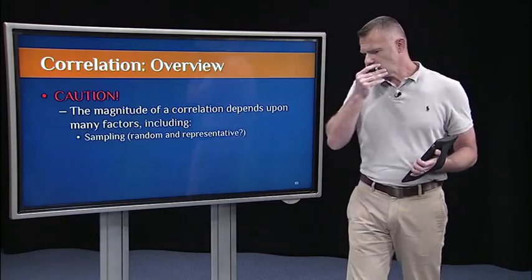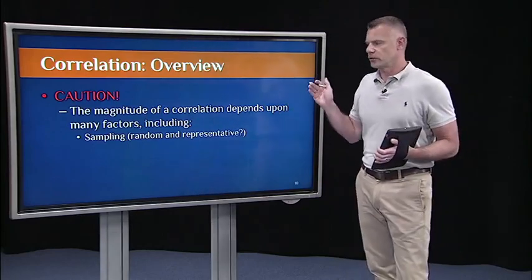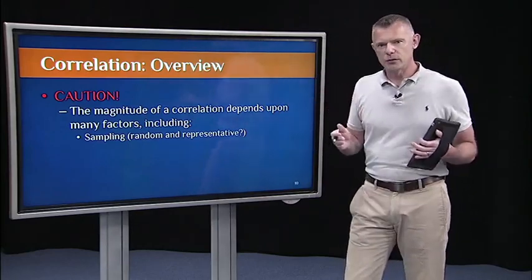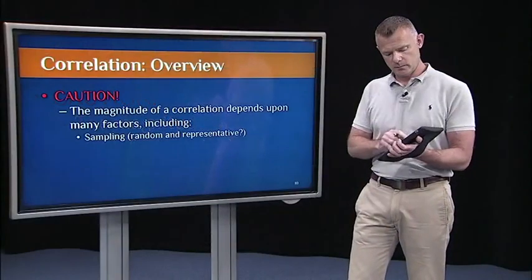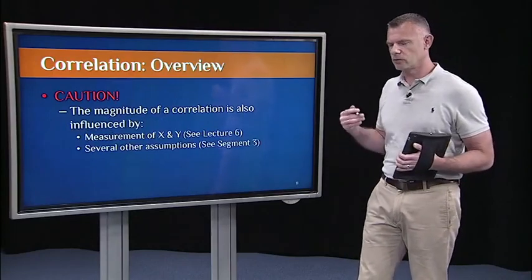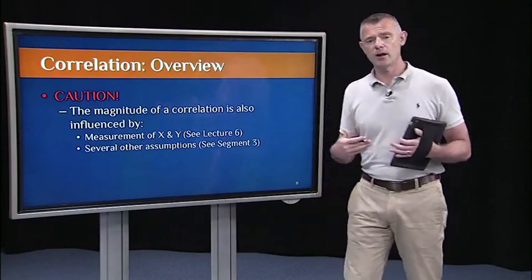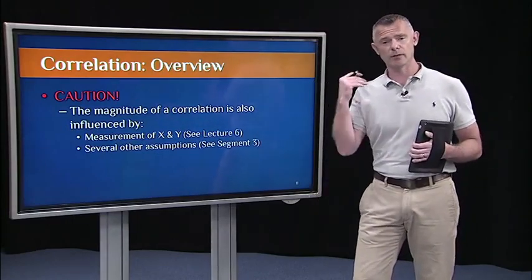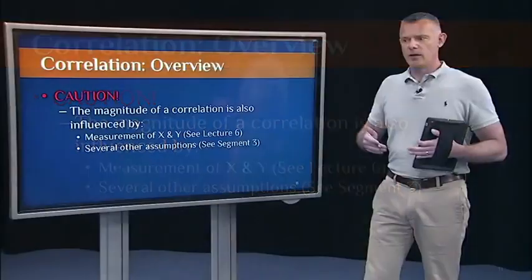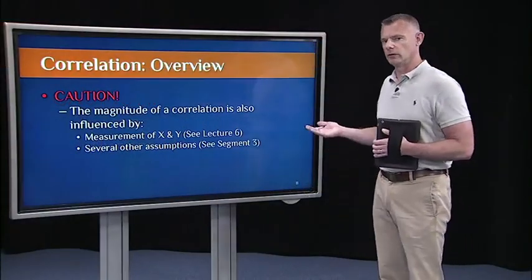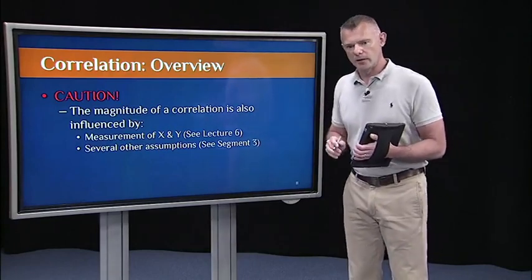More importantly, and this is what I'm going to focus on in lecture 6 primarily, is the magnitude of a correlation depends on a lot of factors, including sampling, which we've already talked about, that idea of getting a random and representative sample. It also depends critically on measurement of your variables, so measurement of x and y. Specifically, do you have reliable measures and do you have valid measures? For example, in the intelligence literature, we need to know that we have reliable assessments of intelligence. We need to know that they're valid assessments of intelligence in order for us to make any sense of the correlational analyses. So we're going to spend a lot of time talking about that in lecture 6.